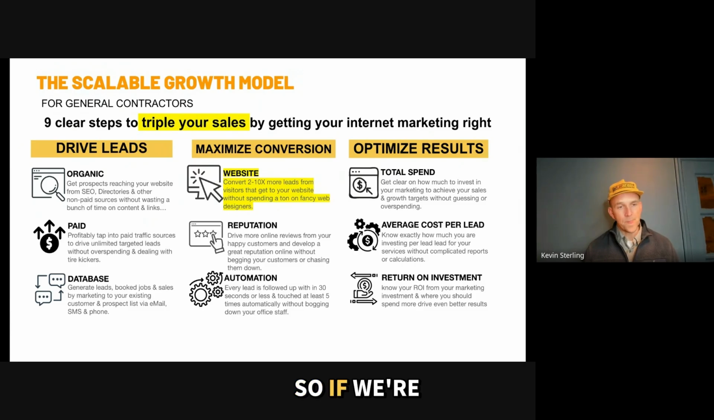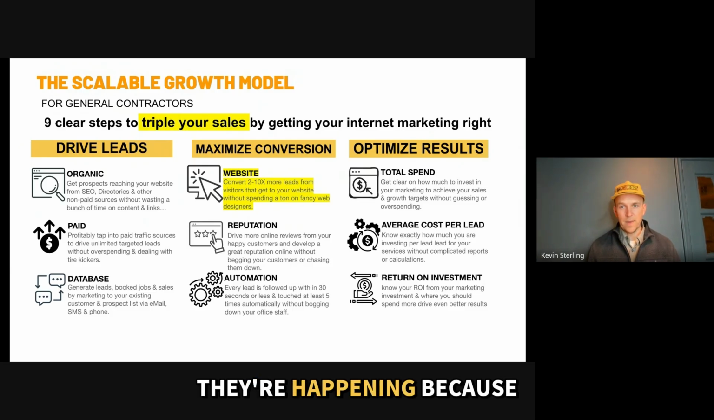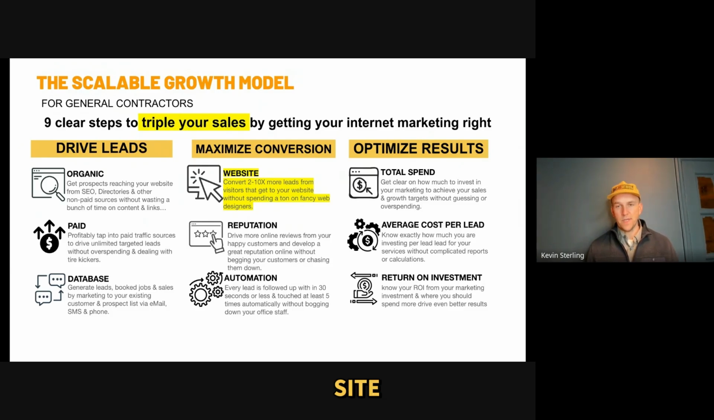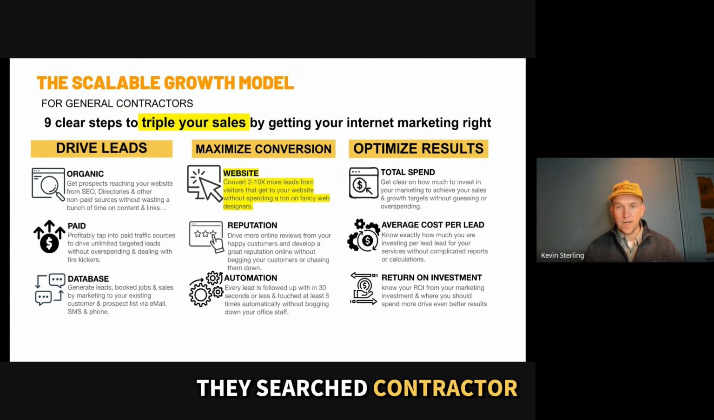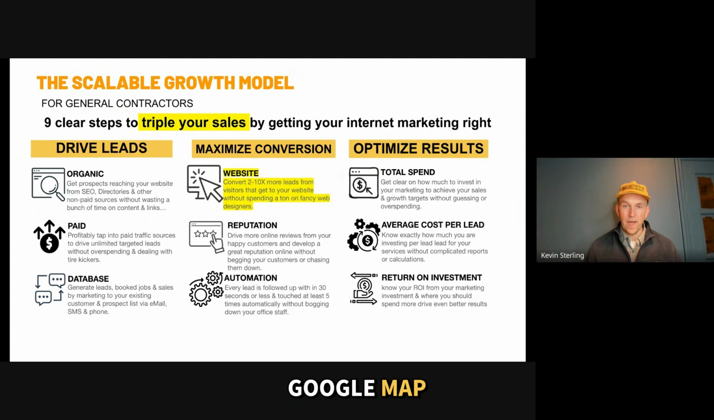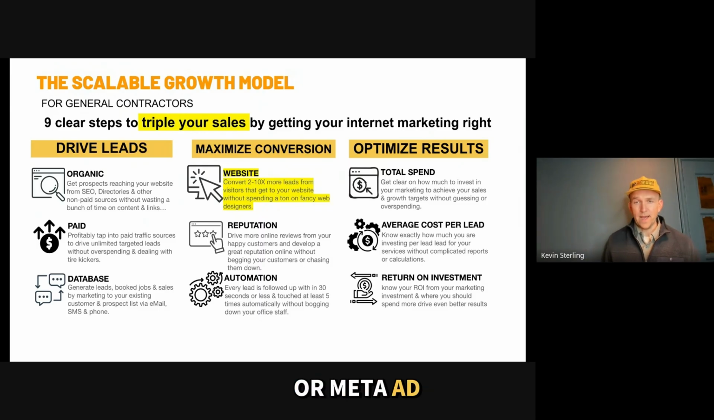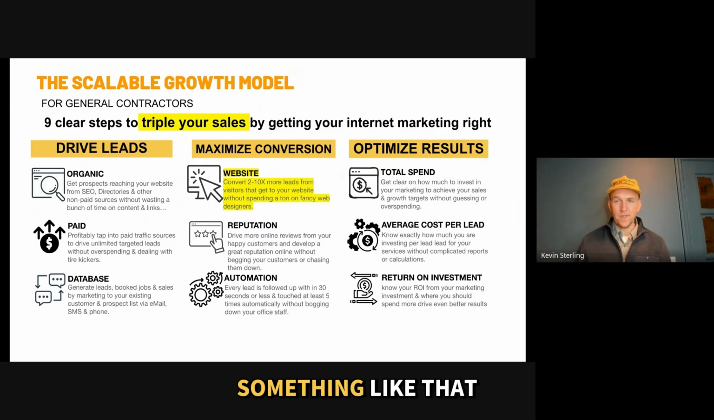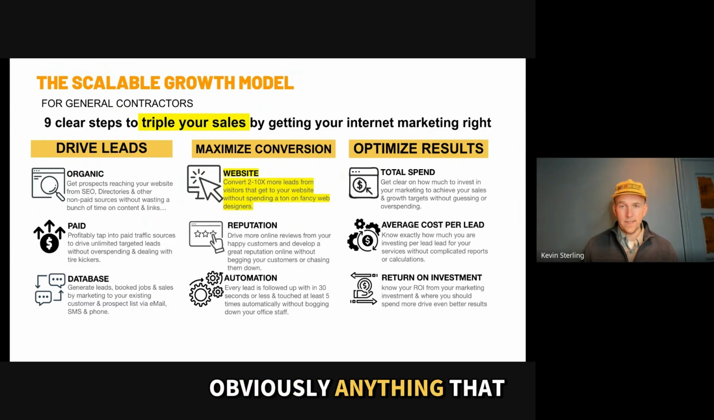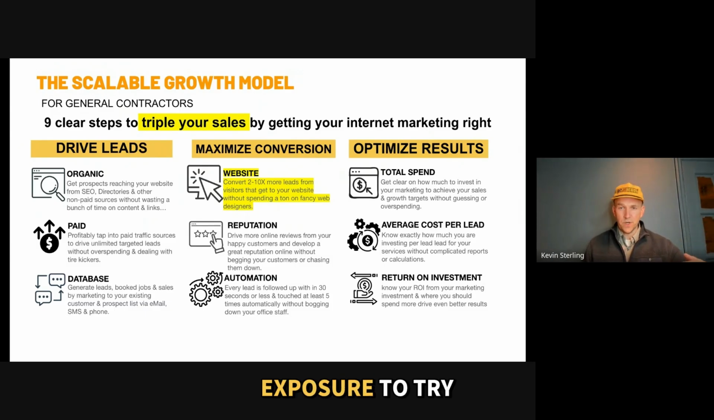So if we're talking about getting your leads, those are going to be organic, which means you're not paying for those. They're happening because somebody found your site looking for something in your local area. They searched contractor near me and you came up in the Google map. That would be organic. Paid is going to be whether that's running a Google ad or a Meta ad or an Angie's List ad or something like that. It's obviously anything that you have paid for exposure to try and get people to come to your site.